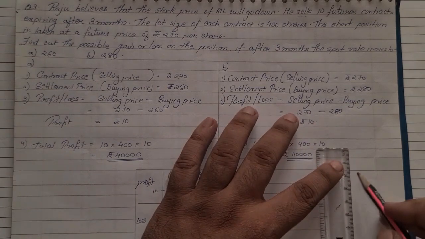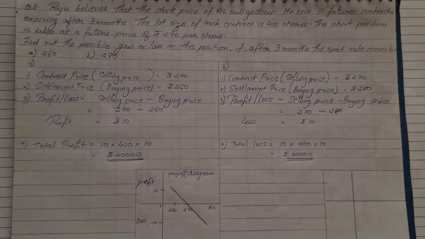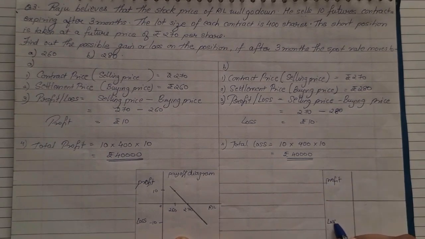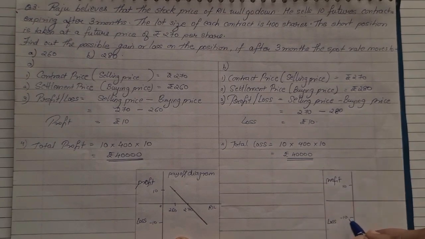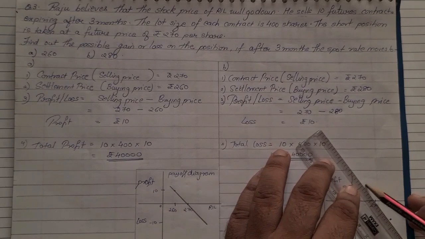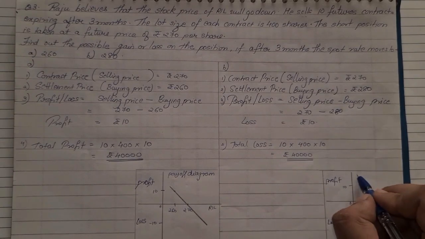Now, chalo, last step, we will be making the payoff diagram. So, here we have our x and y axis. The top part is our profit. The bottom will be our loss. Now, here we are making a loss of 10, okay. So, profit of 10 and loss of 10. Now, my contract price was 270, but my settlement was 280. On my settlement date, we made a loss of 10, so I'm marking that point. From that point, we will be drawing a curve passing through the contract price, and that is nothing but a payoff diagram.